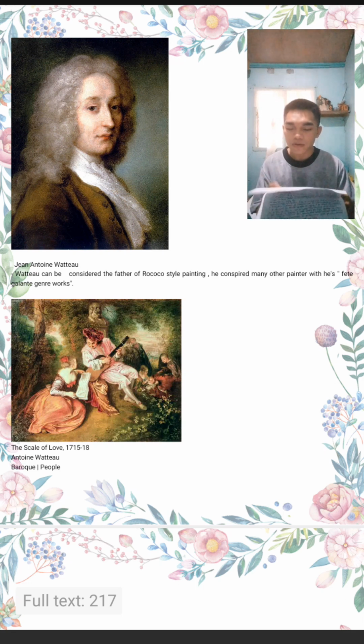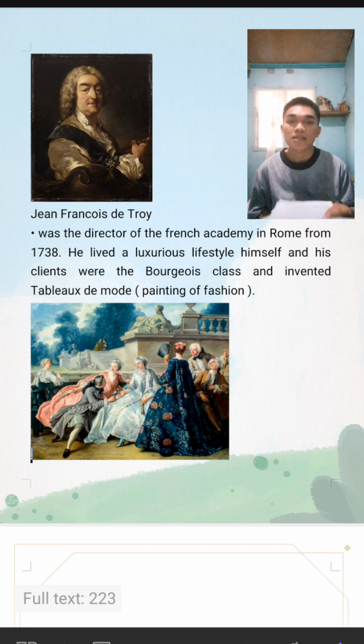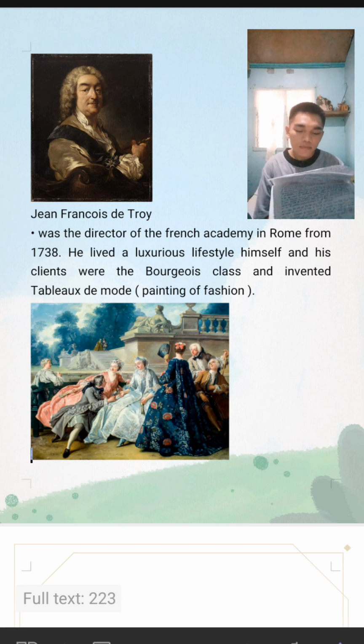So Jean-François de Troy was a director of the French Academy in Rome from 1738. He lived with a luxurious lifestyle himself and his clients were the bourgeois class, say bourgeois, it is the middle class family. And he invented the tableaux de mode, or the painting of fashion.